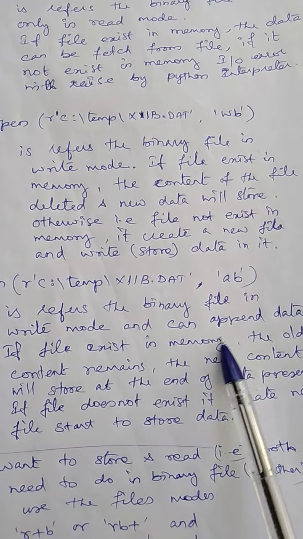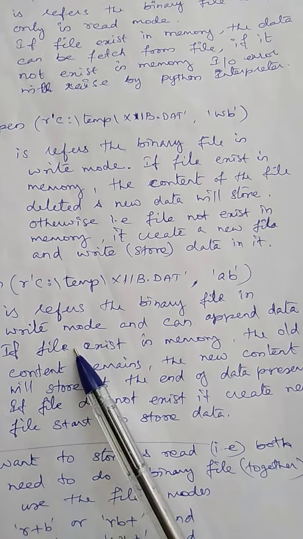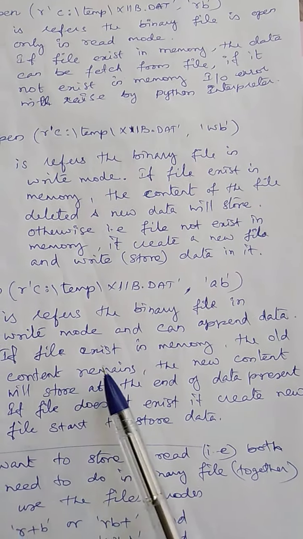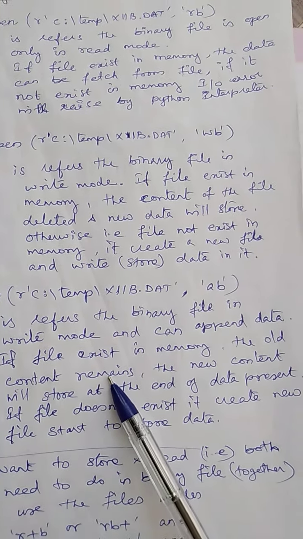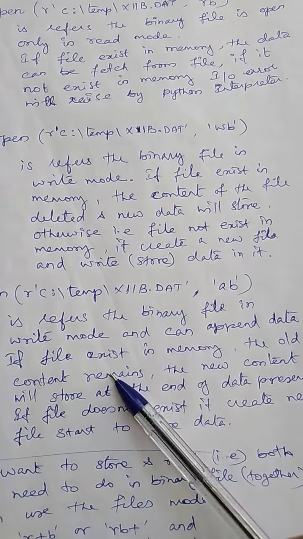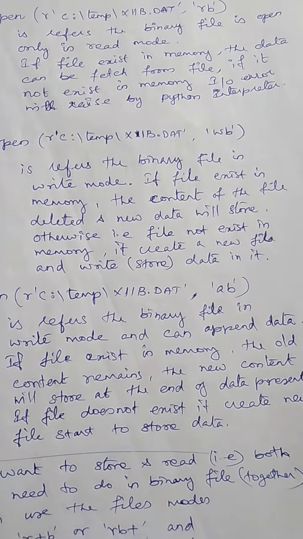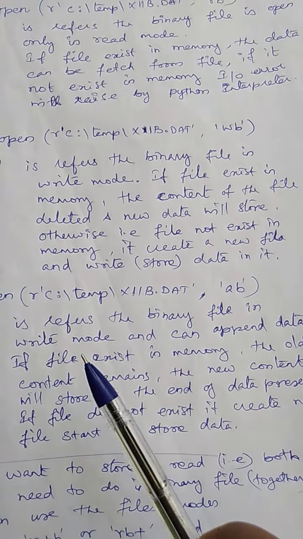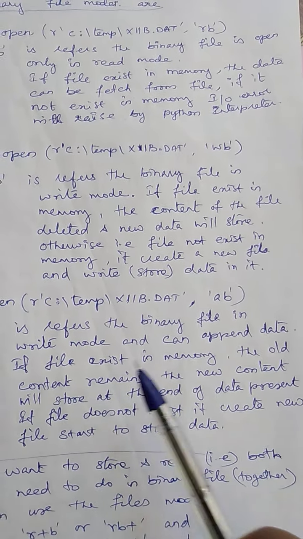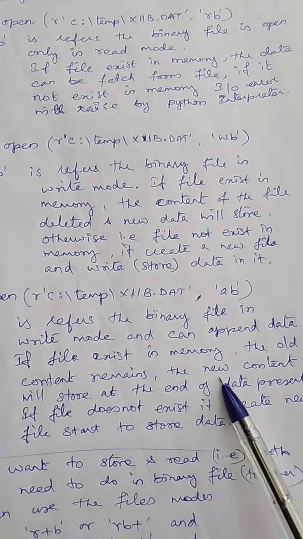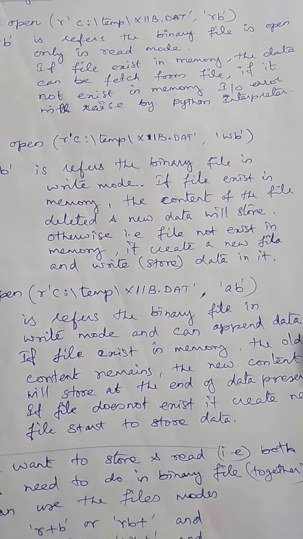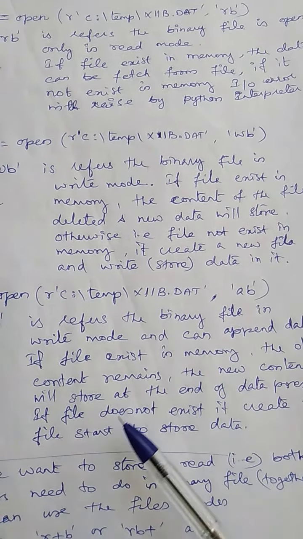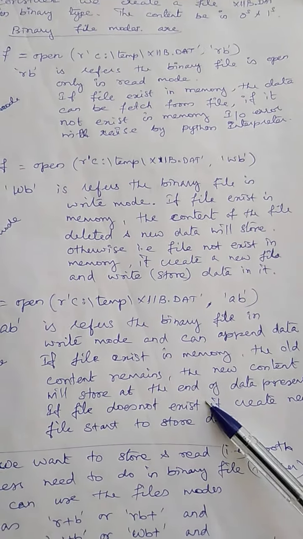Append means what? Adding the content at the end of the file. If the file exists in the memory, the old content, the existing data, will not be removed. It remains the same. It will be stored as such. Unlike the write mode, the data will not be removed here. In write mode, data will be deleted, then the new data will be stored there. Here in append mode, the data remains there itself. The new content will start to be stored at the end of the data presently stored there. Yes, if the file doesn't exist, suppose there is no file at all in that memory, then this AB mode will create a new file and start to store the data there.